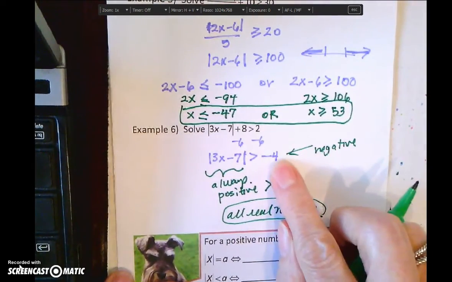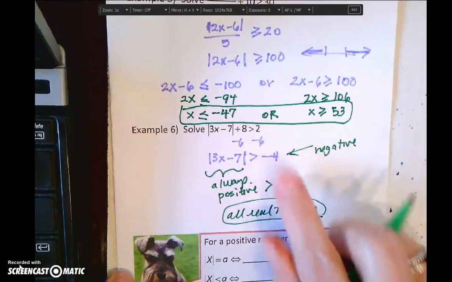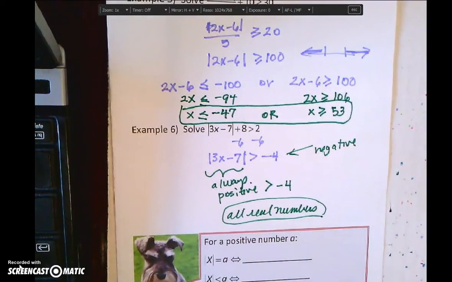So whenever we have a negative on this right side, we have to think about it. Sometimes it's positive and sometimes it's going to be negative.